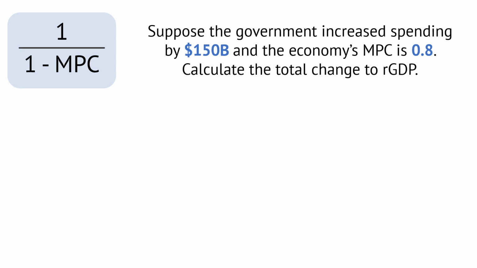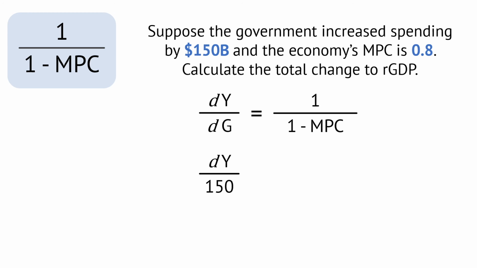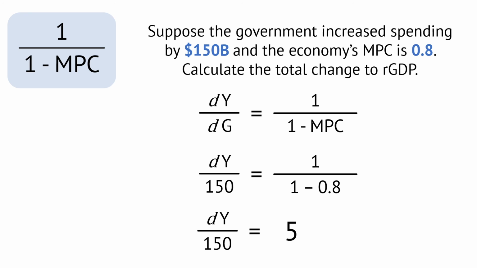So let's go back to our example we had. Government spending increases by 150 billion, MPC of 0.8, calculate the total change to real GDP. So again, we have change in y, d of y over d of g equals 1 over 1 minus MPC. But let's sub in what we know. We know that the change of government spending, d of g, is 150, and that equals 1 over 1 minus 0.8. We also know that 1 over 1 minus 0.8 is going to equal 5.